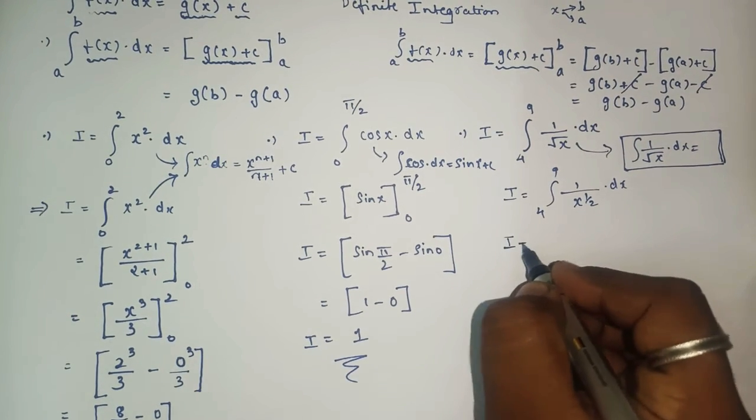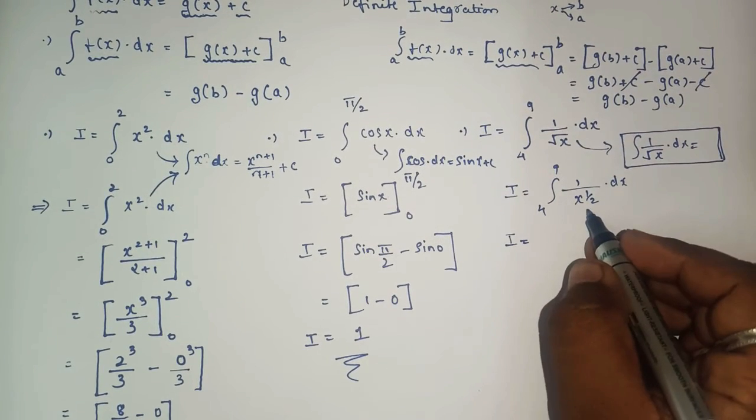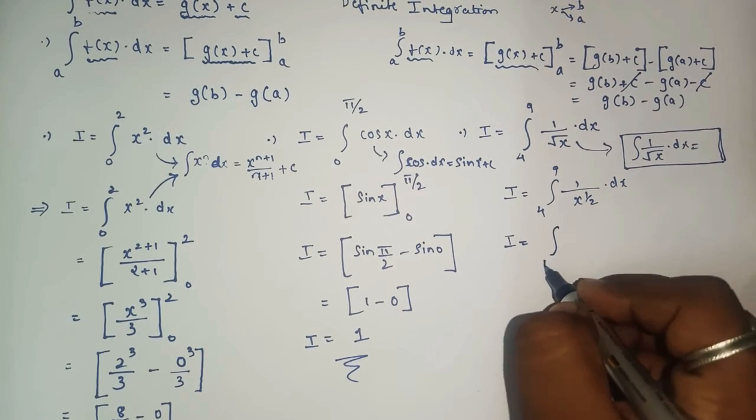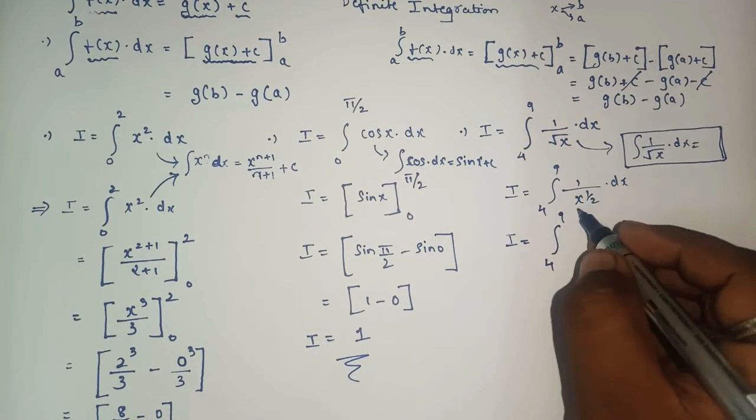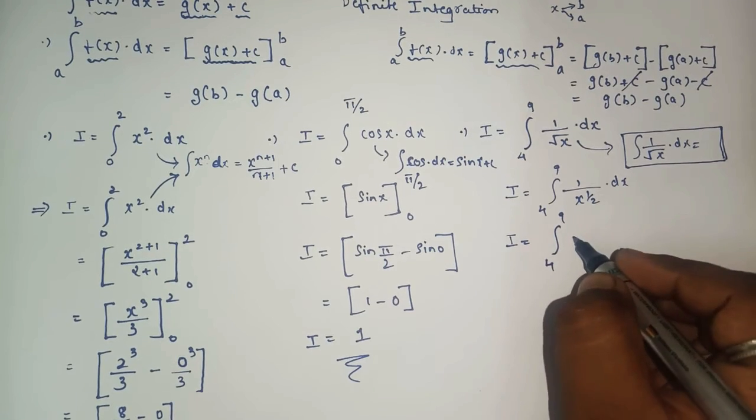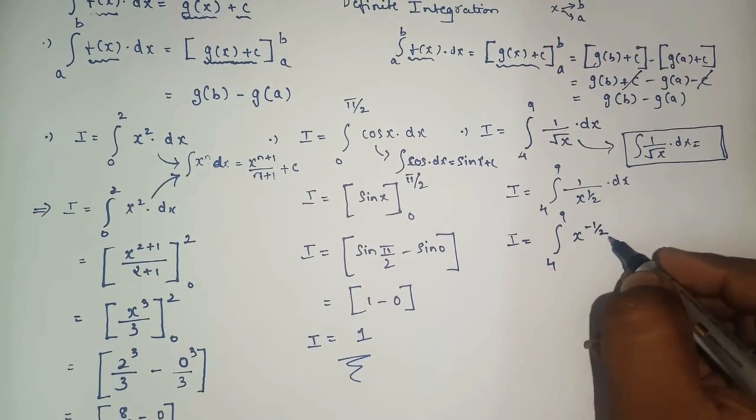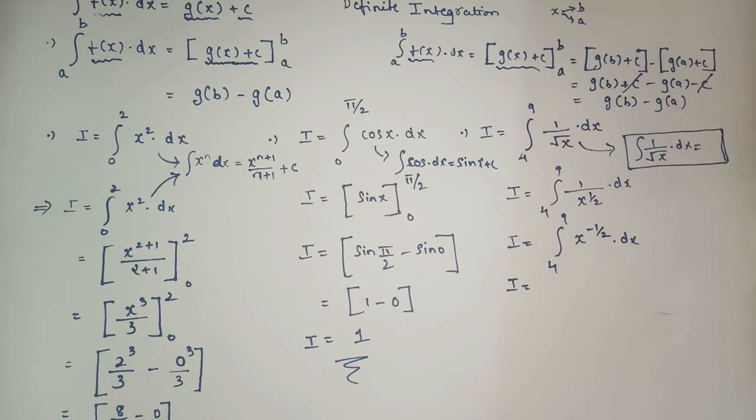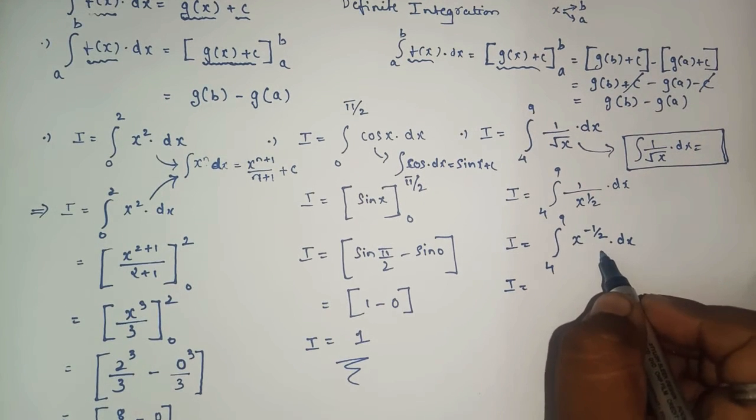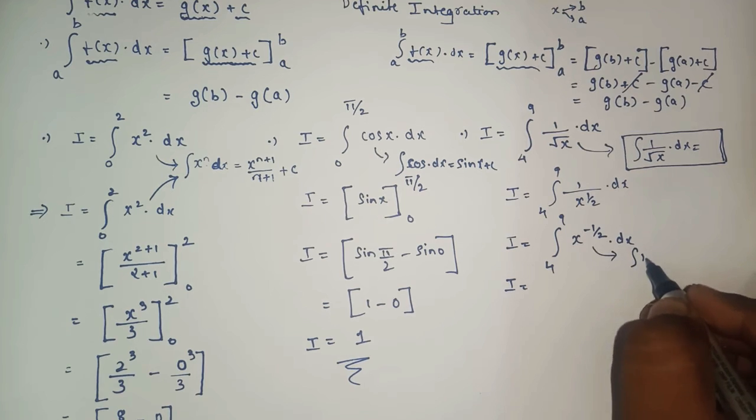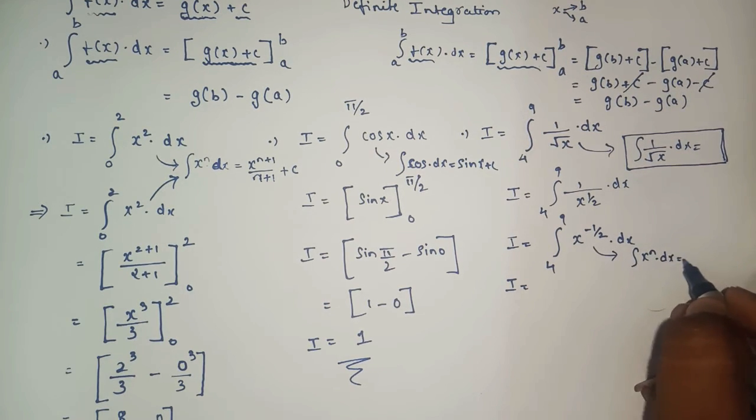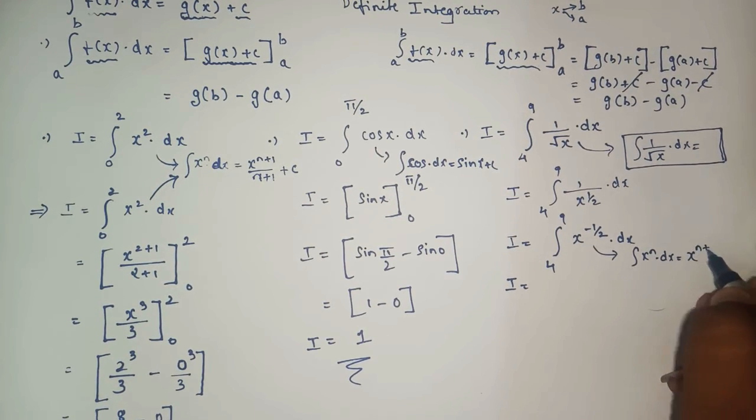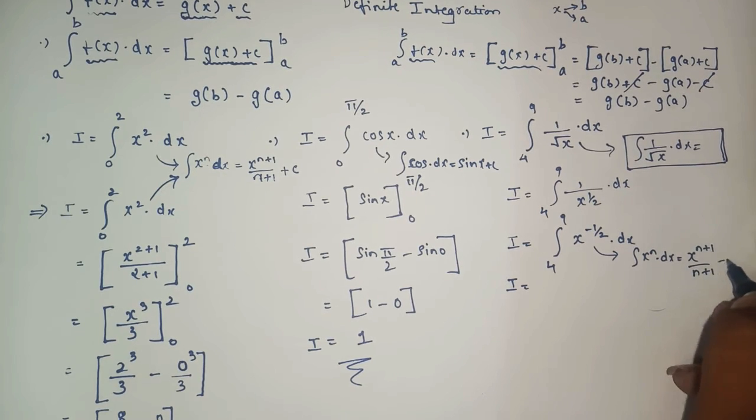So first step, we know that root x can be written as x raised to 1 by 2. Okay, further this 1 upon x raised to 1 by 2, can I write this as x raised to minus 1 by 2? Yes or no? Got the point? Understood? Now clearly we can see that this looks like the integration of x raised to n formula. Yes or no? What is the x raised to n formula? x raised to n plus 1 upon n plus 1 plus c. Yes or no?